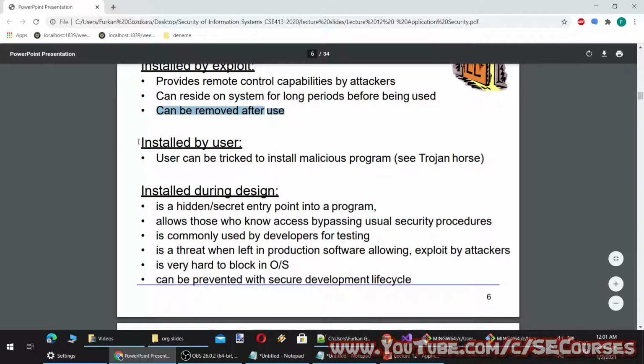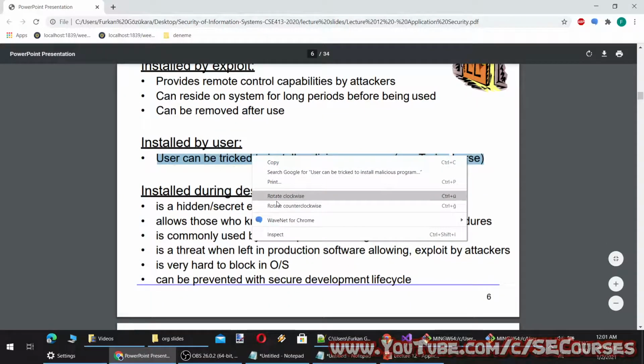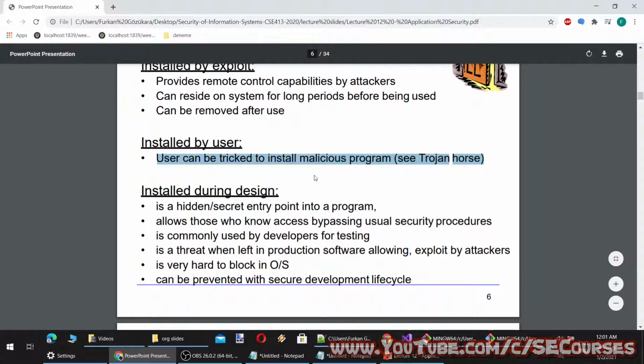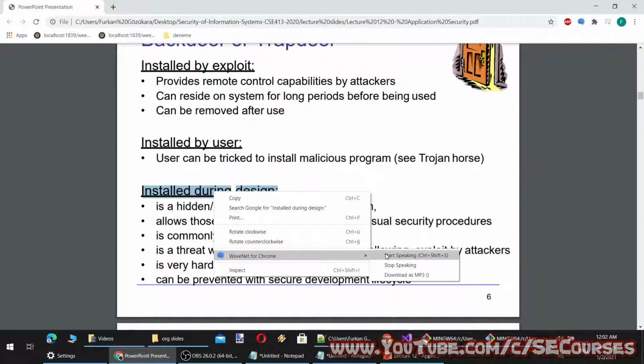Can be removed after use. So this is the backdoor which is installed by exploit, installed by a user. That can be also installed by user vectors. User can be tricked to install malicious program. See Trojan Horse. And this is maybe the most hideous and harder to detect one.